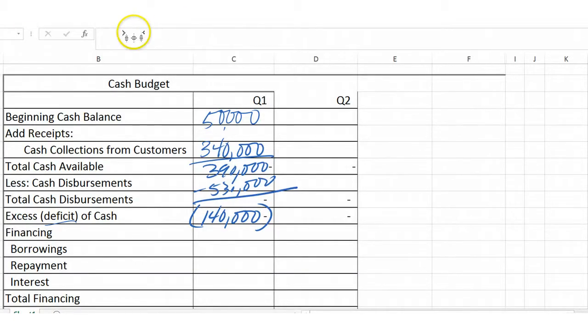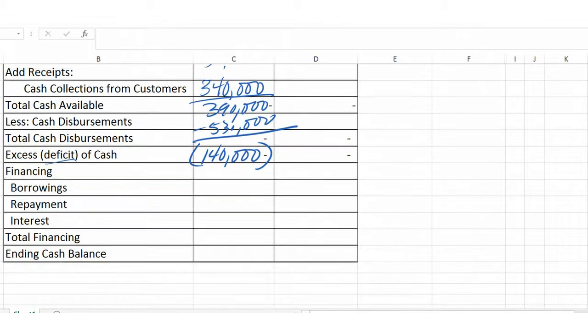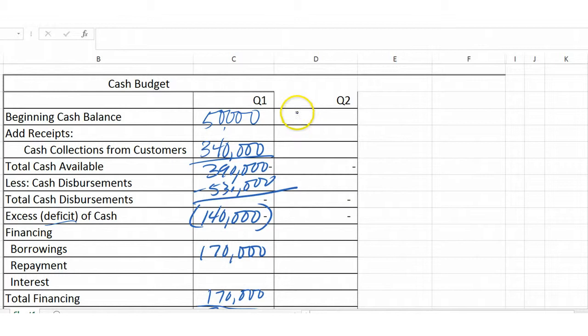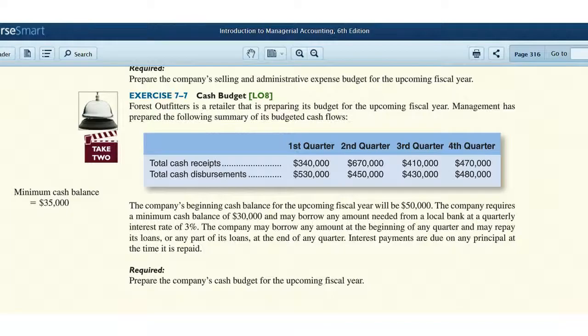So here's my financing section. So my borrowing, if I need to have ending cash of $30,000, then I need to borrow $170,000, right? Because minus 140 plus 170, that gives me my total financing of 170, and it gives me ending cash of 30. Well, that 30 becomes my beginning cash in quarter 2.